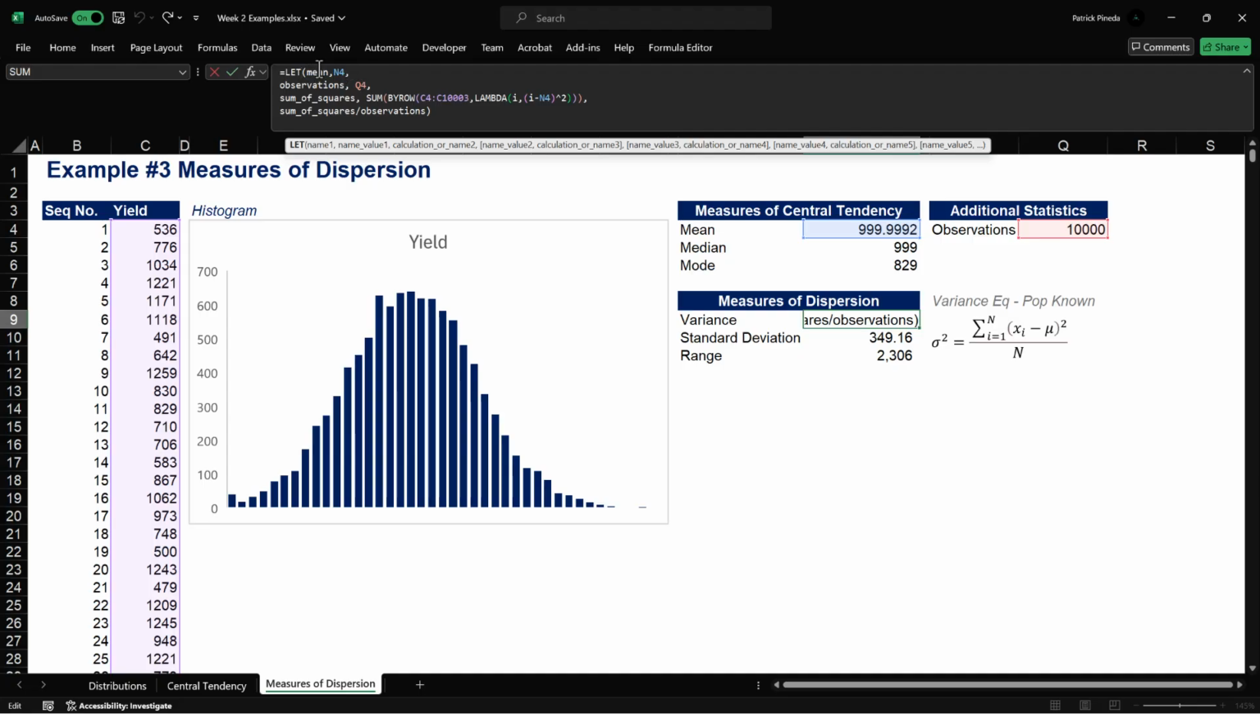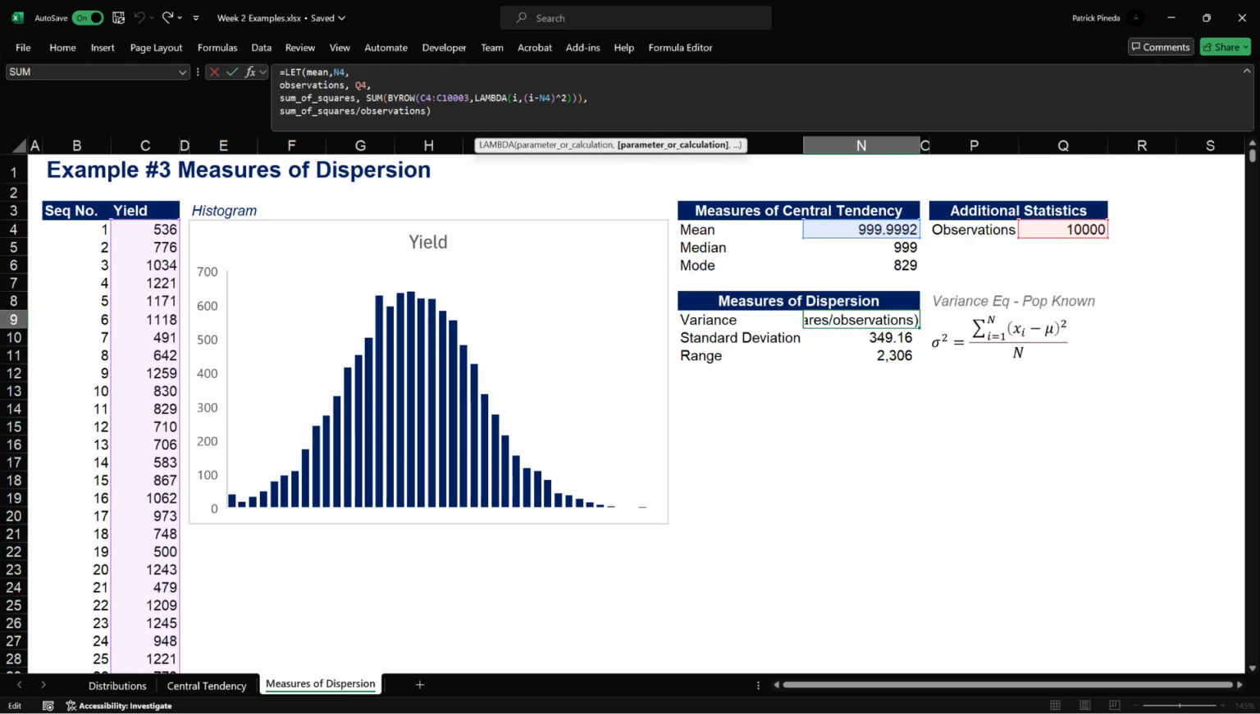Don't get so bogged down by the details; look more at what the words mean. So we have the mean, which is this 999.9992, our total observations, which is again 10,000. We have 10,000 sequential runs. The sum of squares: we add, going by row in this array, where you can picture each value coming in. So I of 1 is the 536 minus the mean, N4, squared.